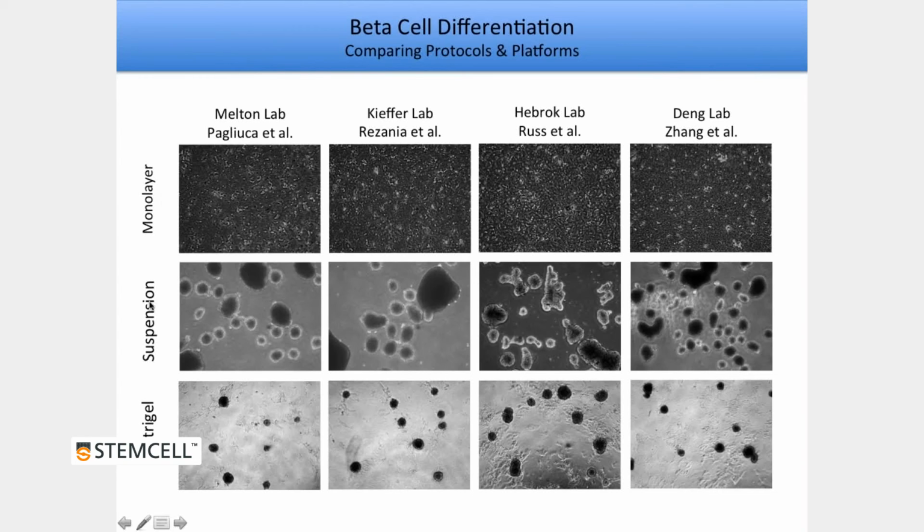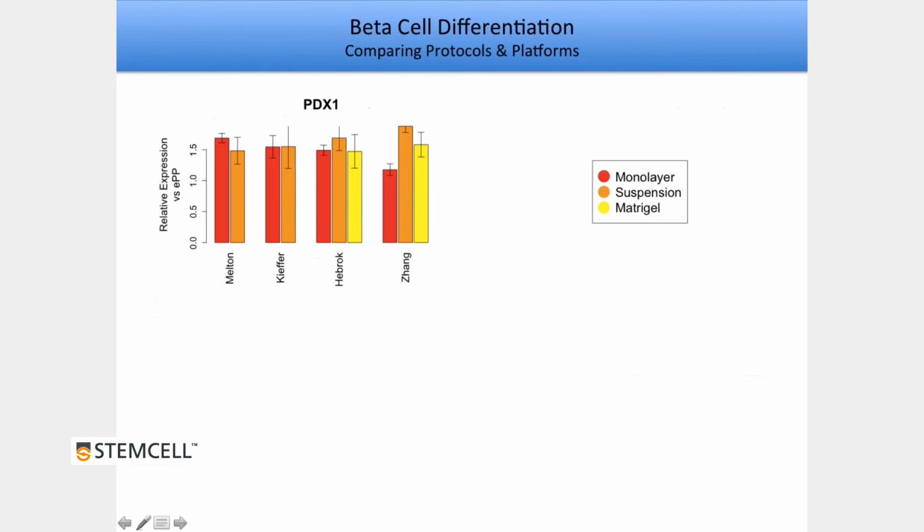side by side using 3 different platforms. So first of all, a monolayer differentiation, secondly, spheres of cells in suspension on a mutator, and finally smaller spheres that we embedded in matrigel.